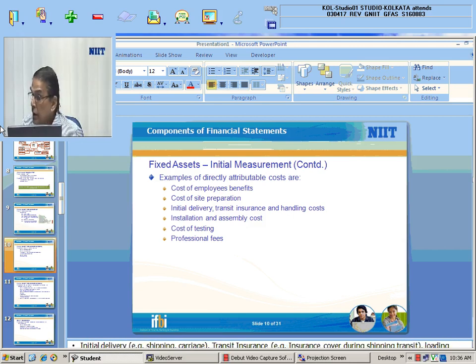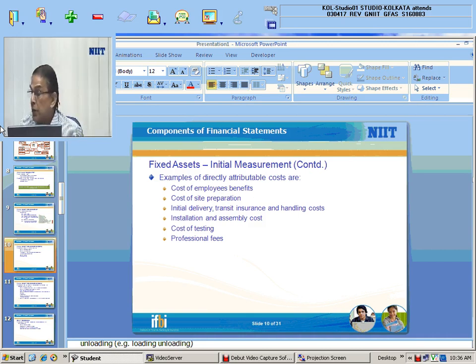Installation cost. So when you bring the various parts of the plant and machinery, they have to be installed, they have to be assembled and all that. So cost will be incurred for that. Cost of testing the asset. Like a new aeroplane, when it is purchased, a new aeroplane purchased by an airlines company will not be put into operation immediately. It will be tested for some days. So there will be test flights carried out with the new aeroplane, and once they are sure that the aeroplane is functioning properly, then only it will be put to commercial use. Cost of testing. So safety test flights will be conducted for a new aeroplane, and once it passes the test, then only it will be put to use.